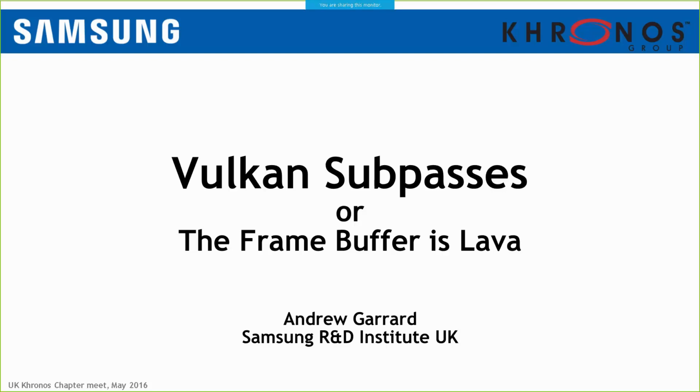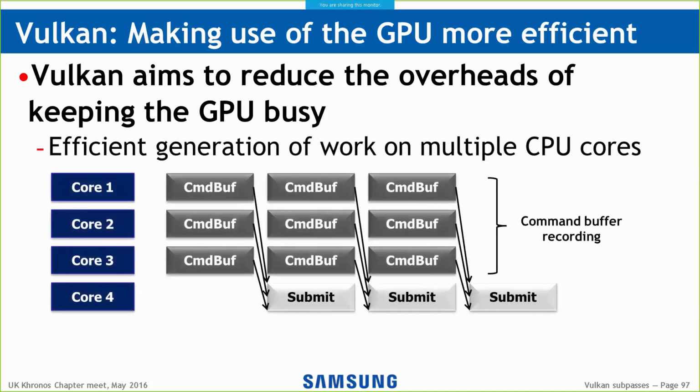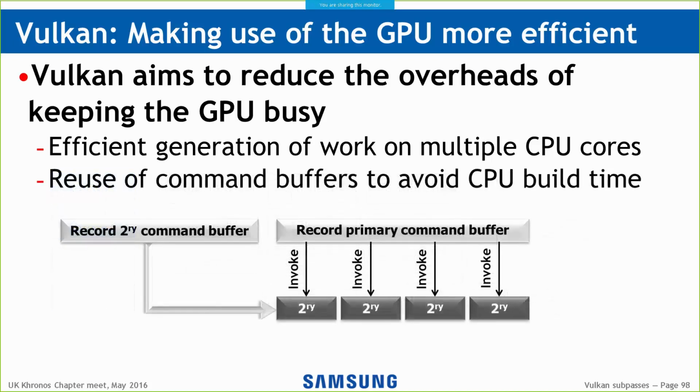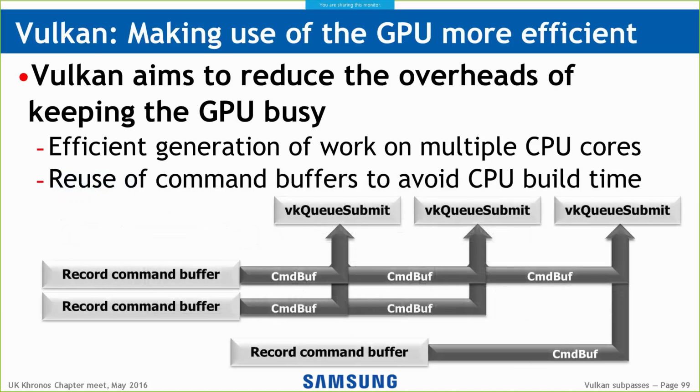Okay, so frameworks. We've heard a lot about how Vulkan is generally intended to make use of the GPU more efficient from the CPU's perspective. As Michael was saying earlier, we have ways of generating lots of work using multiple GPU calls, writing to separate command buffers. We've got the ability to reuse those command buffers, which stops the CPU having to do anything at all, and you can reuse those command buffers across multiple frames or multiple submissions, potentially.